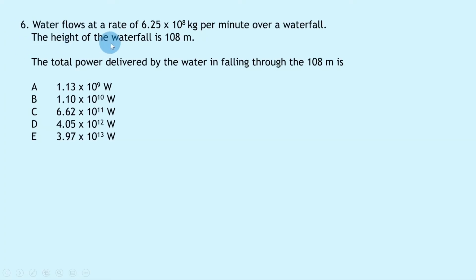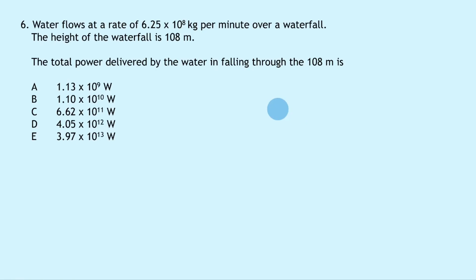Question 6 says water flows at a rate of 6.25 times 10 to the 8 kilograms per minute over a waterfall. The height of the waterfall is 108 meters. The total power delivered by the water in falling through the 108 meters is, well, because we're asked to find a power and we're also given a time of per minute or 60 seconds, then you should be thinking along the lines of using the power, energy and time equation P equals E over T. But we don't have an energy yet in order to do that, so this is going to involve two parts, with the first part involving calculating an energy using some of the data we're given, and then calculating the power.